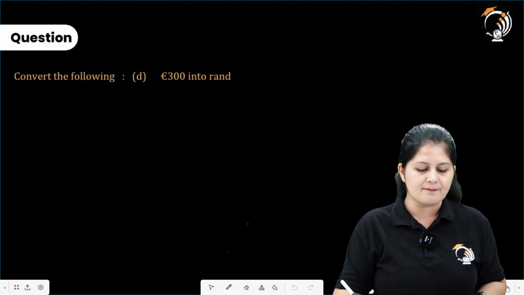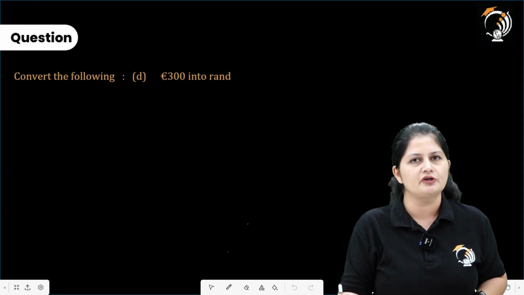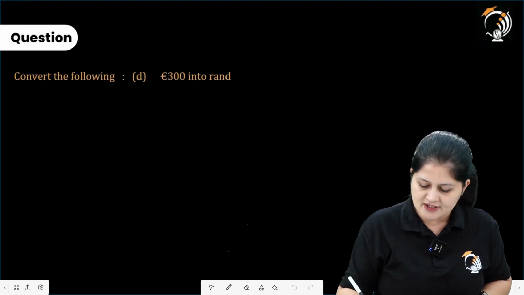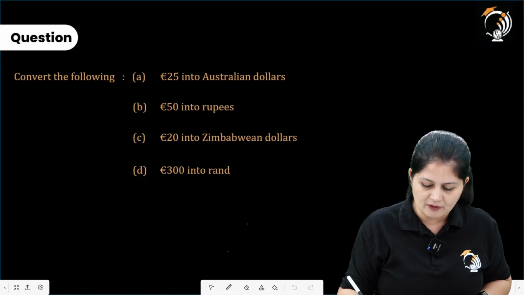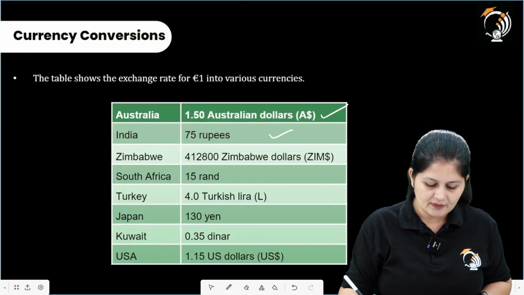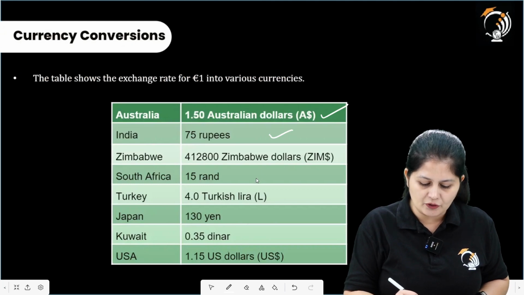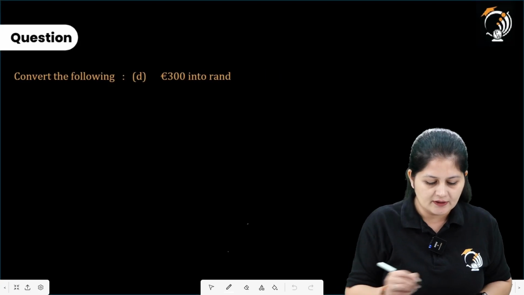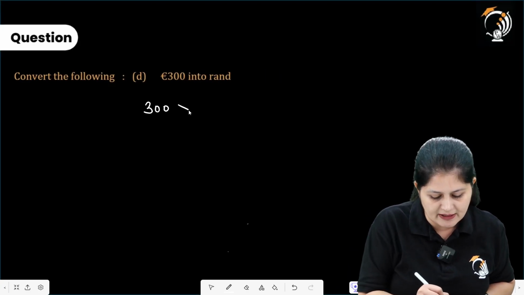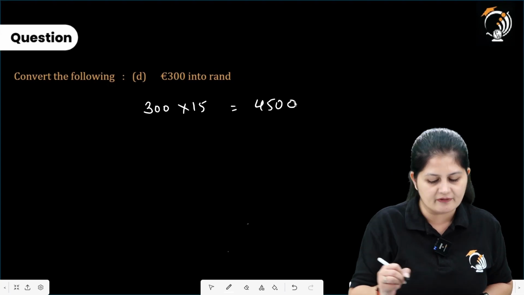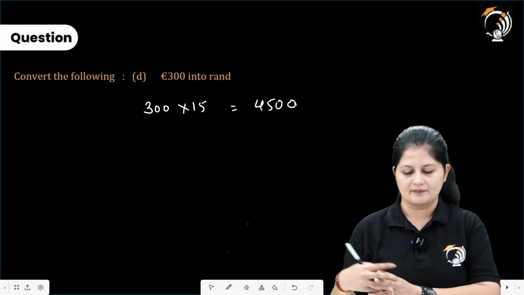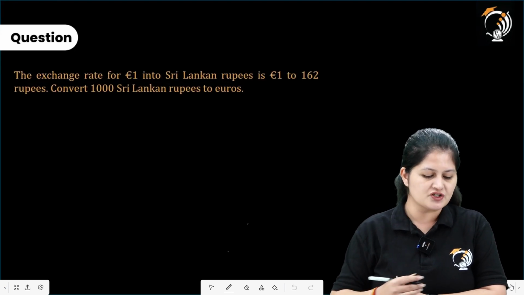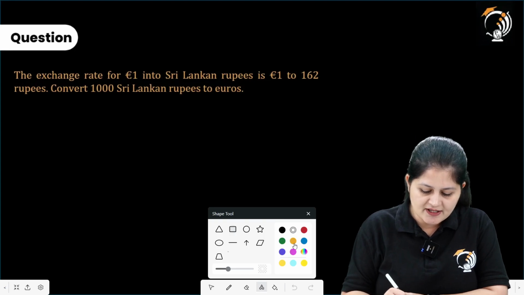Moving to the D subpart, where we need to convert 300 euros into rand. So let's refer to the table again, and here we can observe that 1 euro is equal to 15 rands. So let's do the conversion here, right? So that is going to be 300 multiplied with 15. So that is equal to 4500 rands. Is that clear?